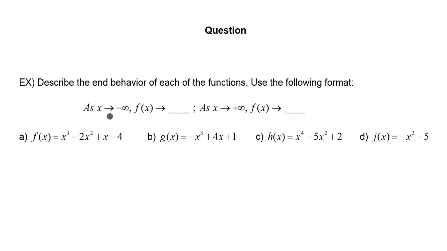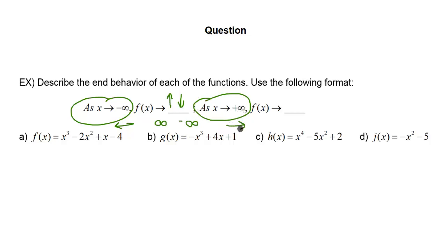In other words, we could just say as our graph goes to the left, because our x's go towards negative infinity, that's going to our left. And then what is f of x doing? Well, what is our y doing? So is our graph going up or is it going down? If it's going up, we'd say positive infinity. If it's going down, it'd be negative infinity. And then we say as x approaches positive infinity. So basically that's saying as our graph goes to the right, what is our y doing right here? Is it going up or is it going down?